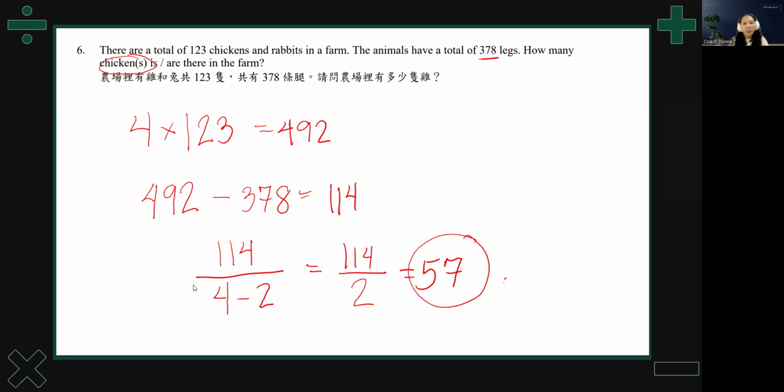Question? Please type it in the chat box if you do. All right, I see correct answers in the chat box. That's great that you got this one. Then let us proceed to number 7.